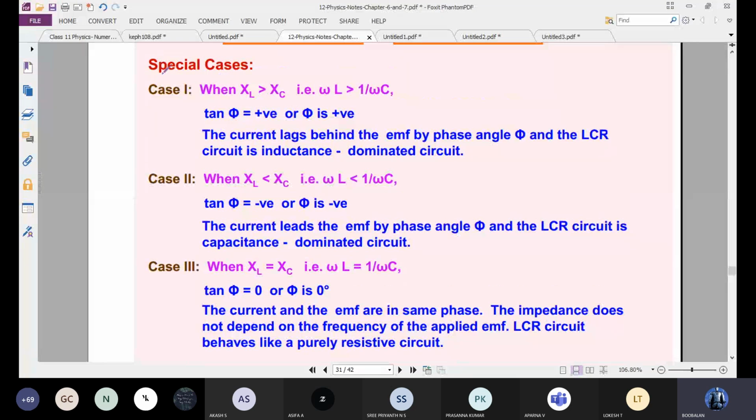Please take a note on this one. Take a screenshot. Theta positive, theta negative, theta 0. Positive means it is inductive, negative means it is capacitive, 0 means it is resistive.